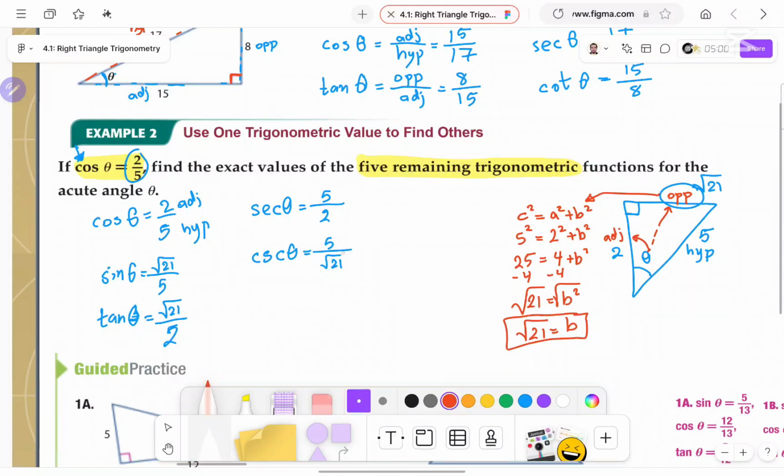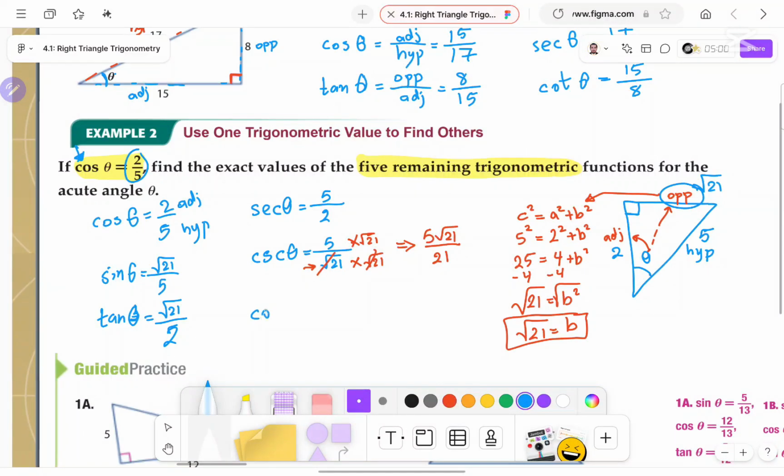I told you we can't have a square root in the denominator, so what should I do to remove it? I have to multiply the numerator and denominator with the square root of 21. So to simplify this, we get the answer 5 square root of 21 over 21, because the square root cancels the square root.